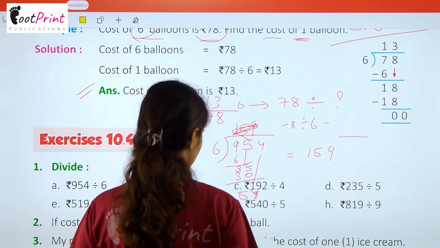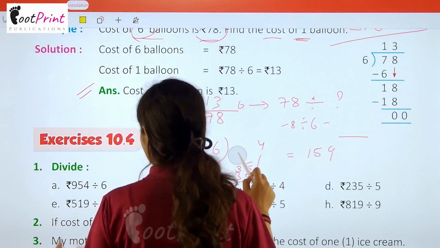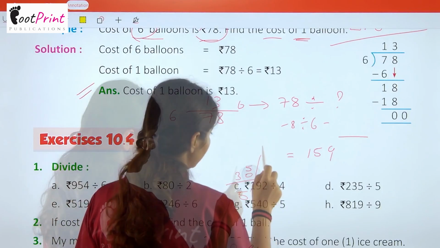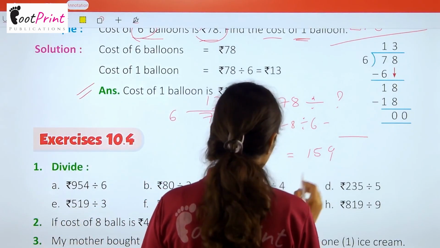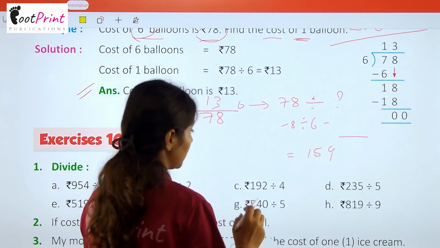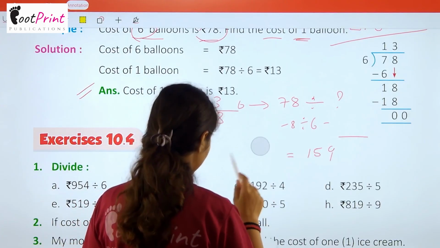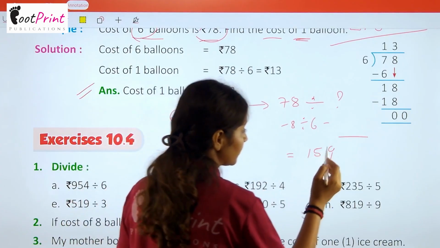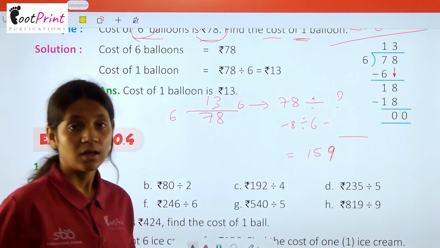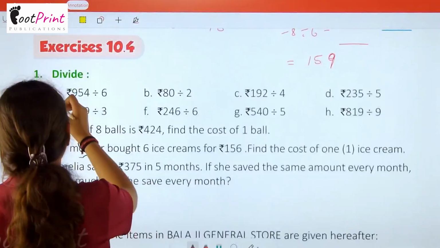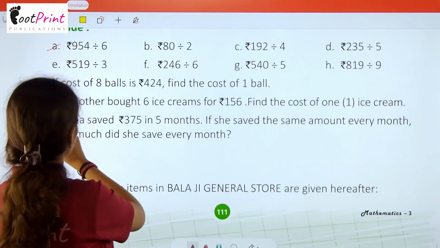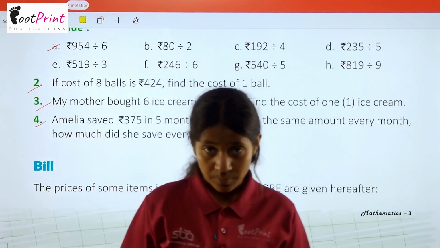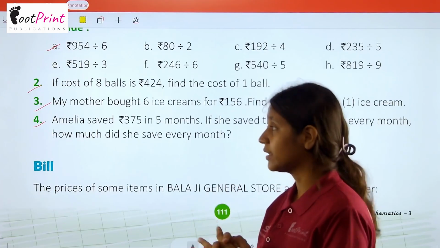Answer is 159. That means 954 divided by 6 results in 159. So here it is written 159. Okay. Then we have question number 2, 3 and 4 which are based on word problems, and you have to do simple division here also.